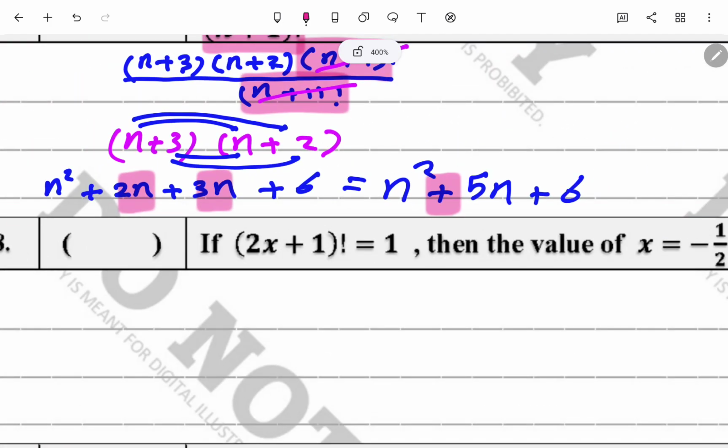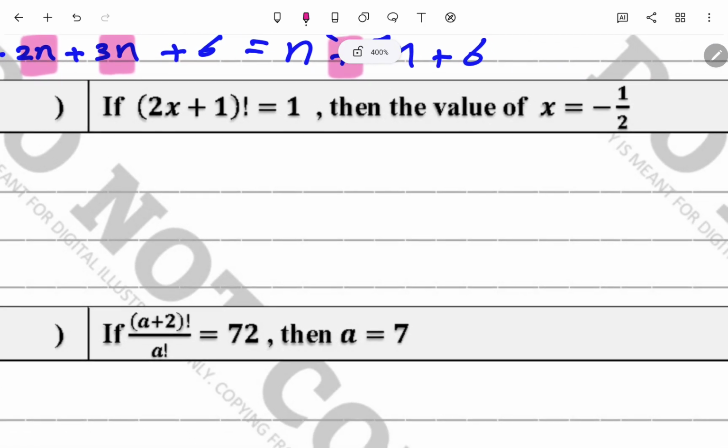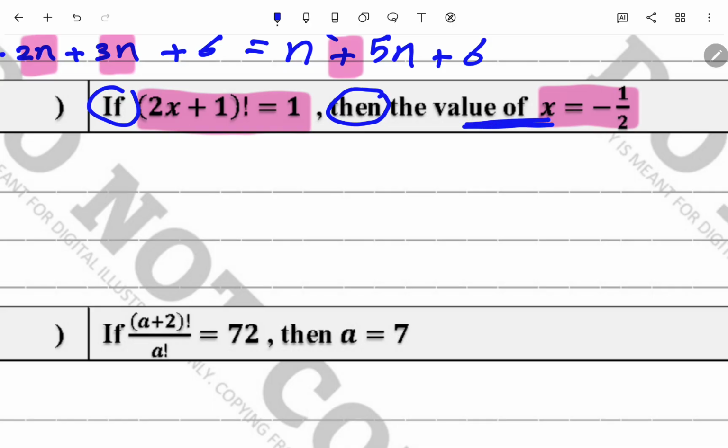In number 8, if you have 2x plus 1 factorial equals 1, then he is telling you that x equals negative 1 over 2. Try to focus on the word "then". Here, if it is mentioned in a true or false question, you have to be sure that he will give you all values of x. All values of x. If one of them is missing, it will be false.